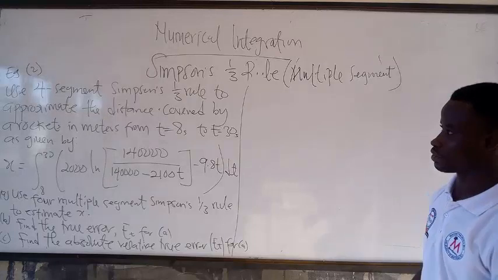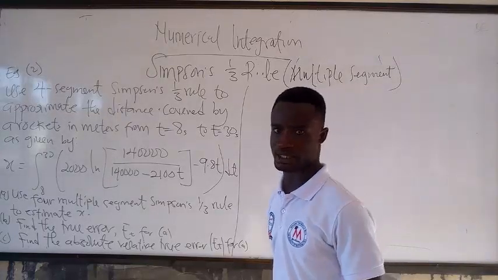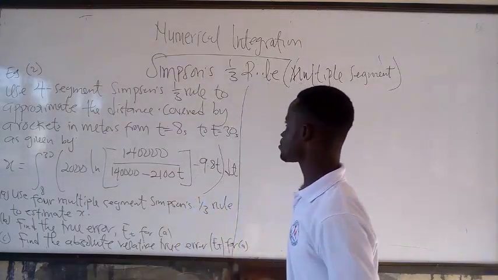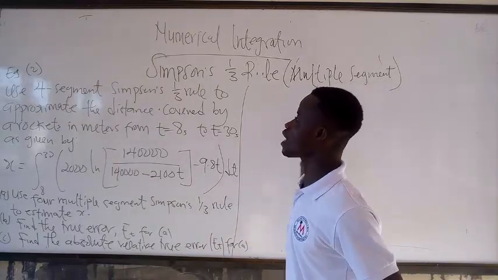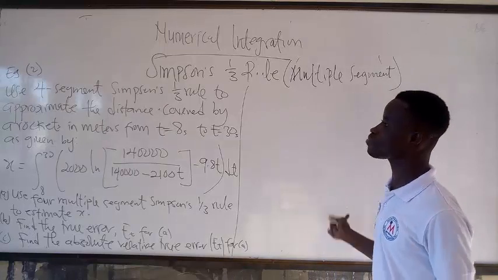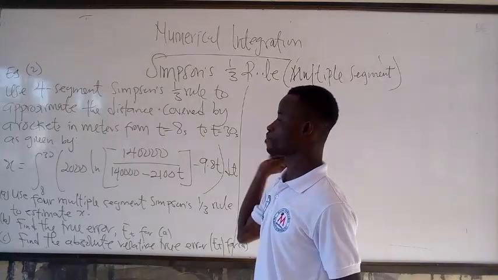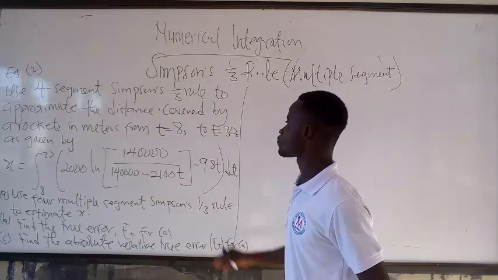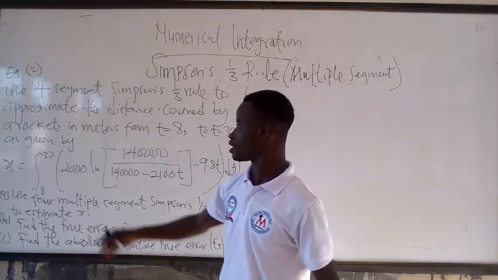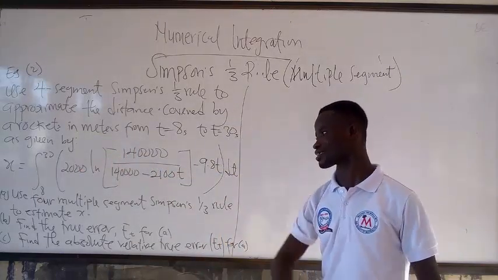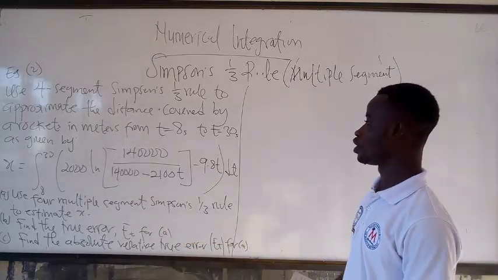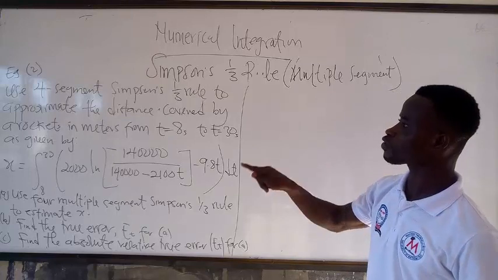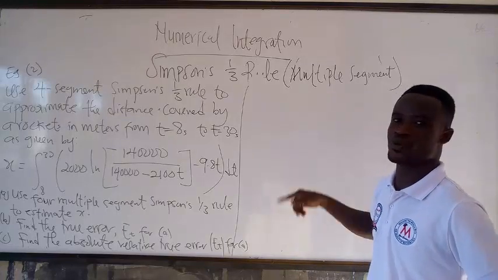The second question. Use 4 segments Simpson's 1/3 rule. Be careful with that statement. To approximate the distance covered by a rocket from that to that, as given by that. Let's continue. So now, you see, we have to use 4 segments Simpson's 1/3 rule.